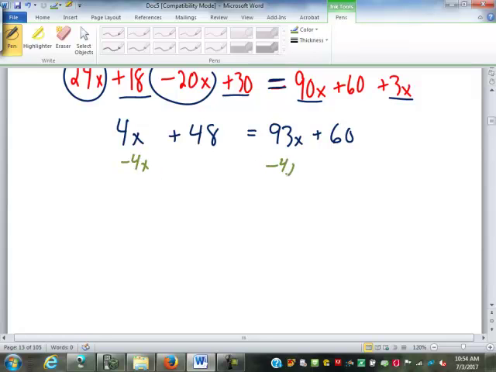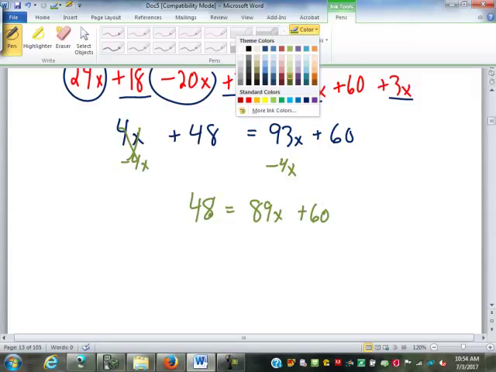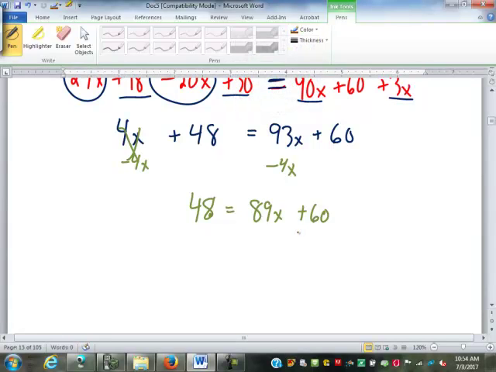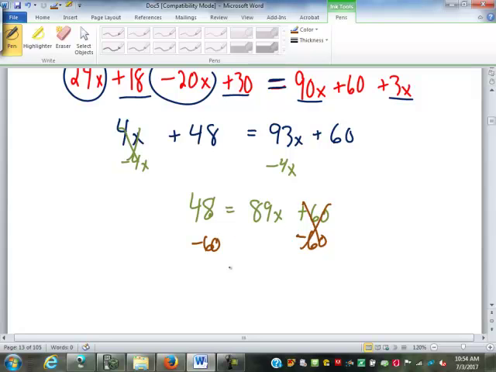Subtract 4x. I could have subtracted the 93x, but I would have ended up with a negative, and we try to avoid that. So we got 48 here. 93 minus 4 is 89x plus 60. And then we subtract the 60. Negative 12 equals 89x.